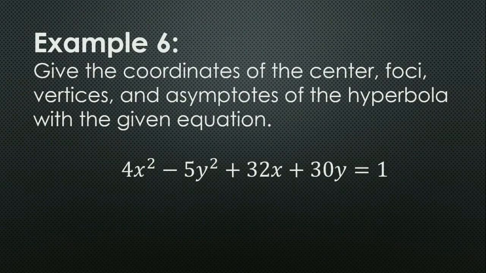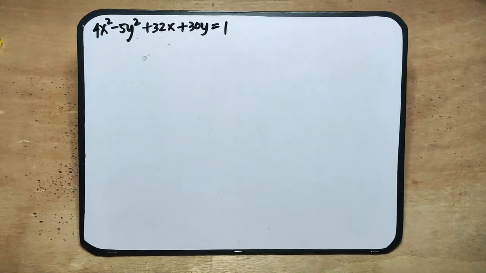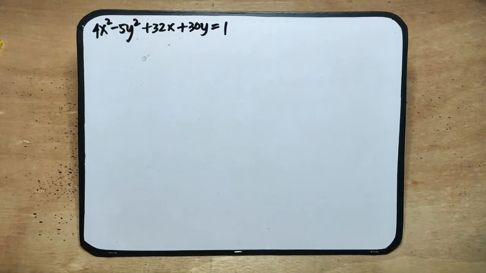Example number 6. Give the coordinates of the center, foci, vertices, and asymptotes of the hyperbola with the given equation. For the solution, watch this video. In this example, we give the coordinates of the center, foci, vertices, and asymptotes of the hyperbola with the equation 4x squared minus 5y squared plus 32x plus 30y is equal to 1. Para mabigyan natin yung mga coordinates ng mga nabanggit, kailangan muna natin siyang i-transform into standard form to obtain the values of a, b, and c.